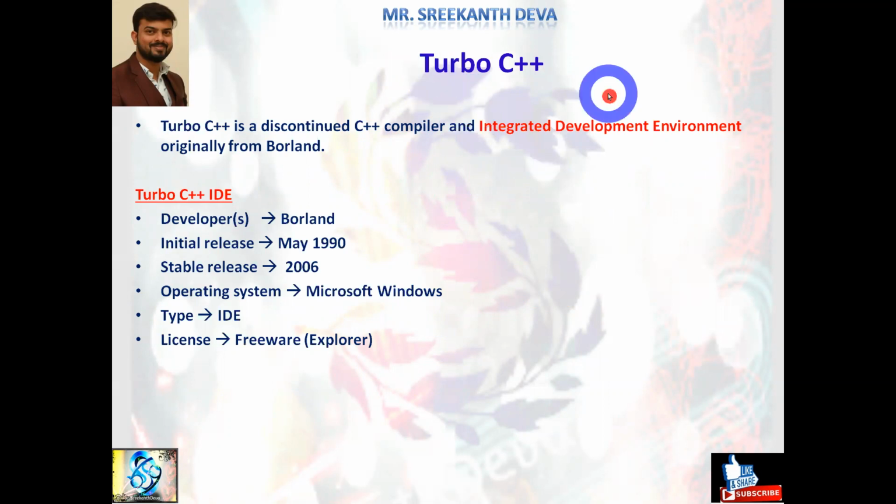Next, Turbo C++. Turbo C++ is a discontinued C++ compiler and IDE, integrated development environment. An IDE is a software application that provides comprehensive facilities to computer programmers for software development. Generally, it consists of a source code editor where we can write the source code, build automation tools, and a debugger. So that is the use of an IDE. Turbo C++ IDE developer is Borland. Initial release is May 1990. Stable release is 2006. Operating system is Microsoft Windows. Type is IDE. License is freeware.